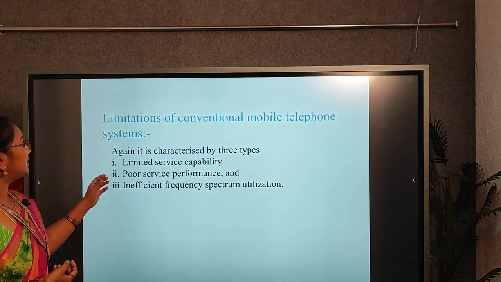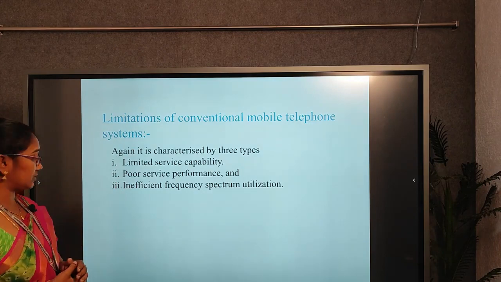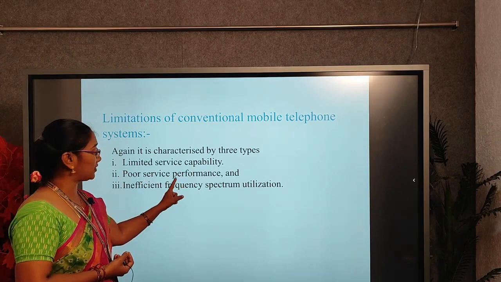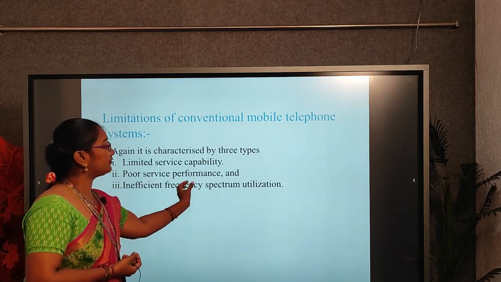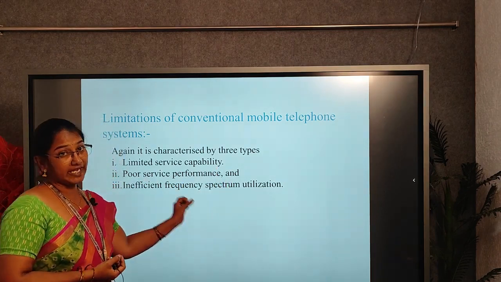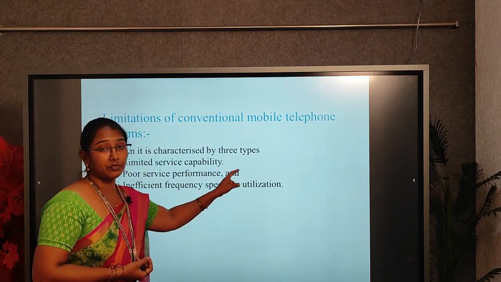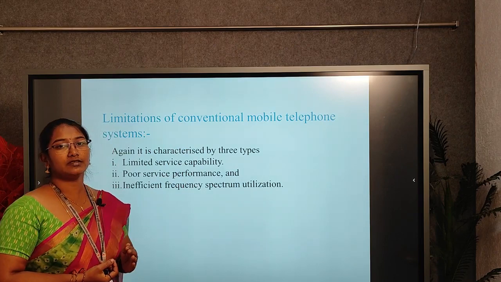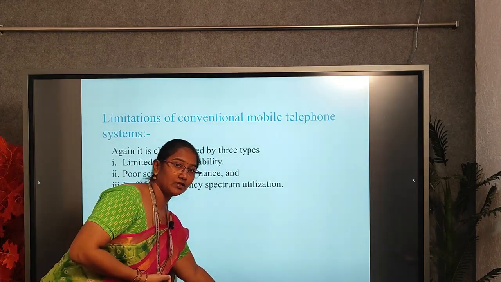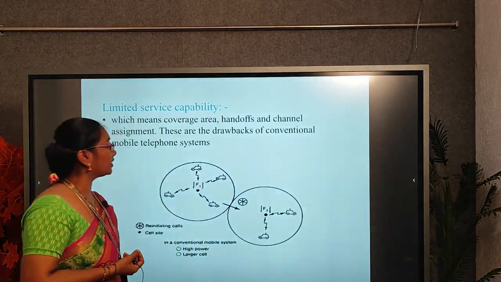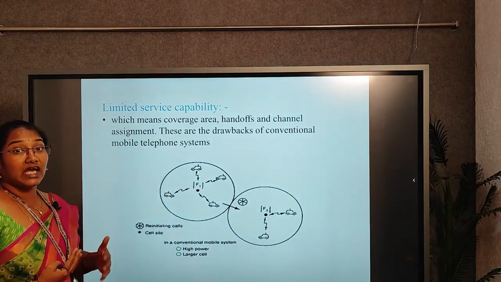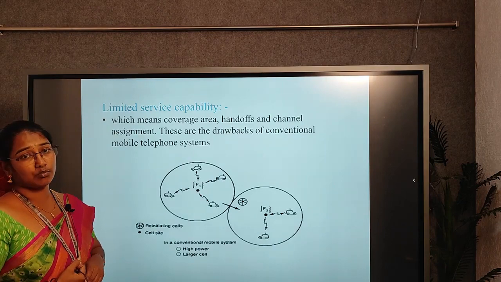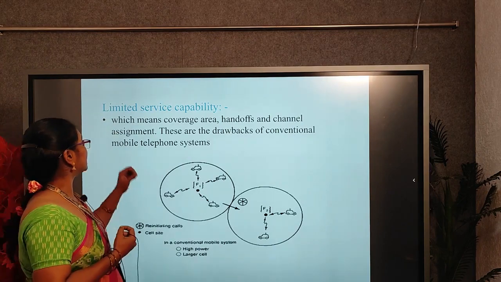Next, limitations of conventional mobile telephone system. What is this? Limited service capabilities, poor service performances, and inefficient frequency spectrum utilization. Inefficient frequency spectrum utilization is fully addressed in recent technologies, which is very useful in channel sharing and borrowing techniques like this, right? What is limited service capabilities?